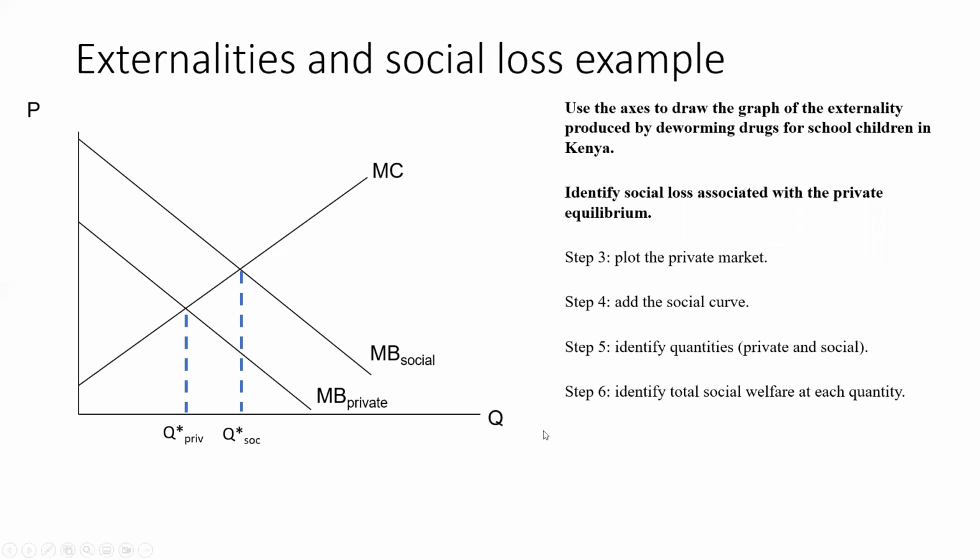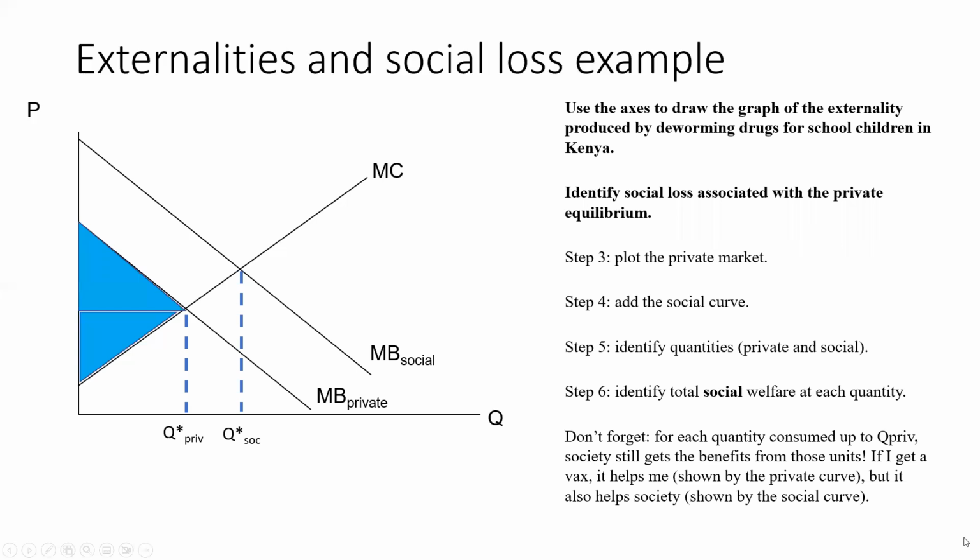The next step is to identify total social welfare at each quantity. I'm emphasizing the word social because that's important to calculating externalities. So what I've plotted here, these are fairly familiar.